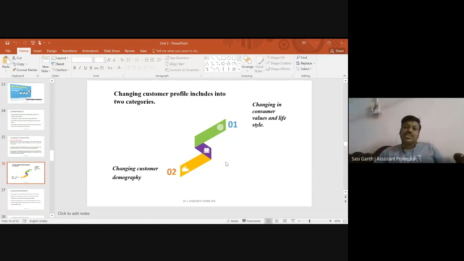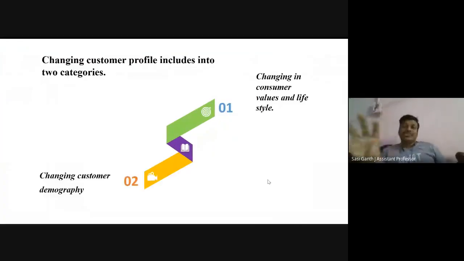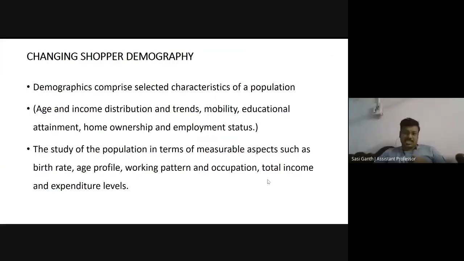So these are the two categories. One is changing consumer value and lifestyle. Then another one is changing consumer demography. So what is this changing shopper demography? Consumer as a shopper, as a customer. Demographics comprise selected characteristics: age, income, distribution and trends, mobility, educational attainment, home ownership, and employment status. So I need to collect all these data.